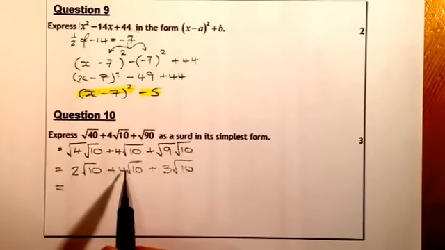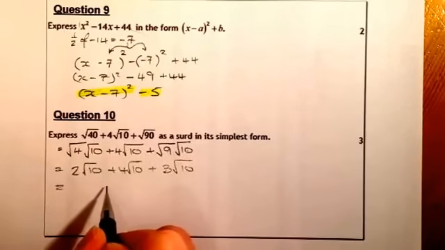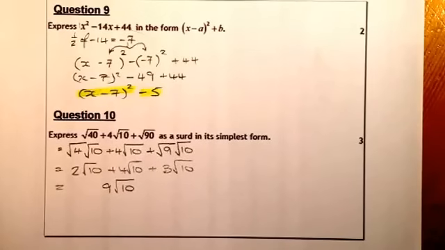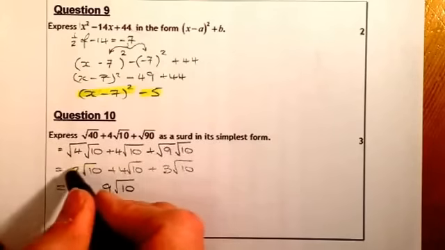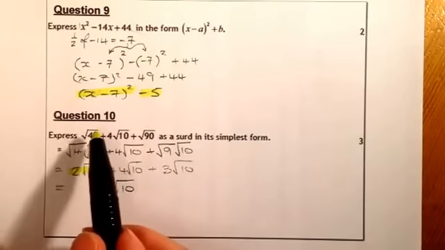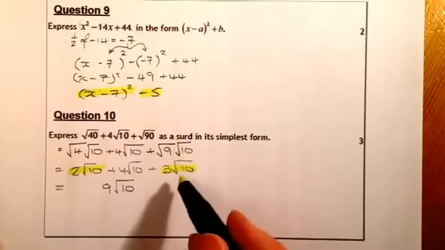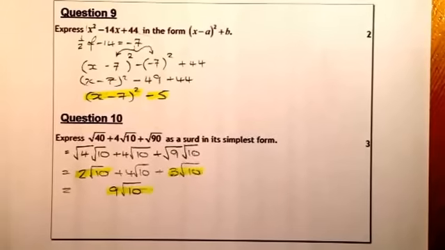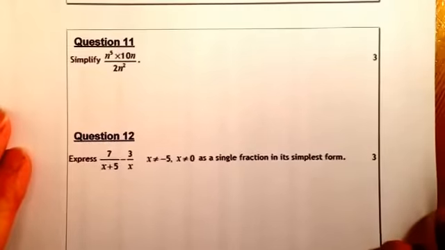I've got 2 here, I've got 4 there, and I've got 3 there. So in total, that's going to give me 9 root 10. Right, so marks for this, we've got 3 marks for this one. What we're getting is 1 mark here for the simplification of root 40, and 1 mark for the simplification of root 90. And then finally, pulling them together to there. That's our 3 marks. Right, 2 questions to go.